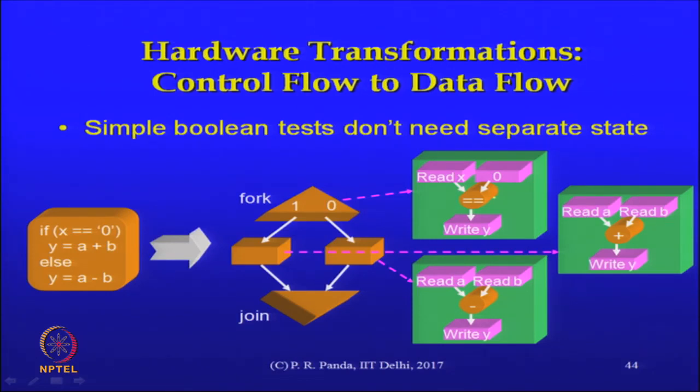One more, control flow to data flow refers to another kind of simplification that could be done on the CDFG, again with the objective of simplifying the final design. What we have here is an if statement. If there is a condition, then we are assigning something to y, otherwise we are assigning something else to y. What is the internal representation?